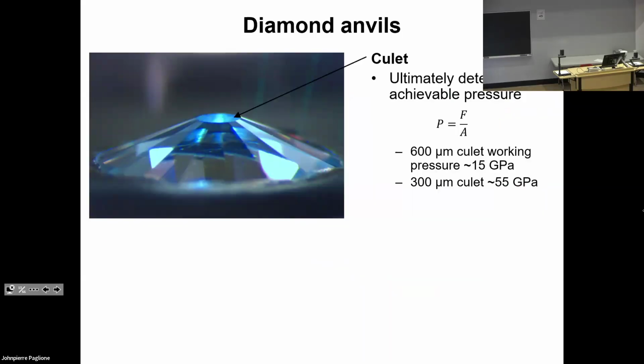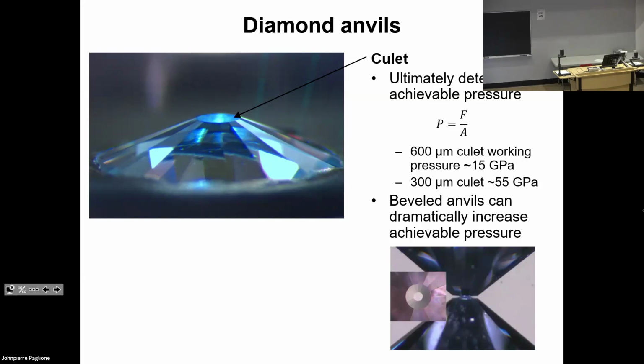Okay, so let's focus in on each of these different little parts of our diamond anvil cell. We've got the diamond anvils themselves with the culet, which again dictates the maximum achievable pressure. I don't have to go along that too much, but generally I would say these numbers here of 15 and 55 gigapascals are very practical numbers, taking all other parts of your diamond anvil cell into consideration. Roughly, that's about what I would hope to achieve in a good experiment.